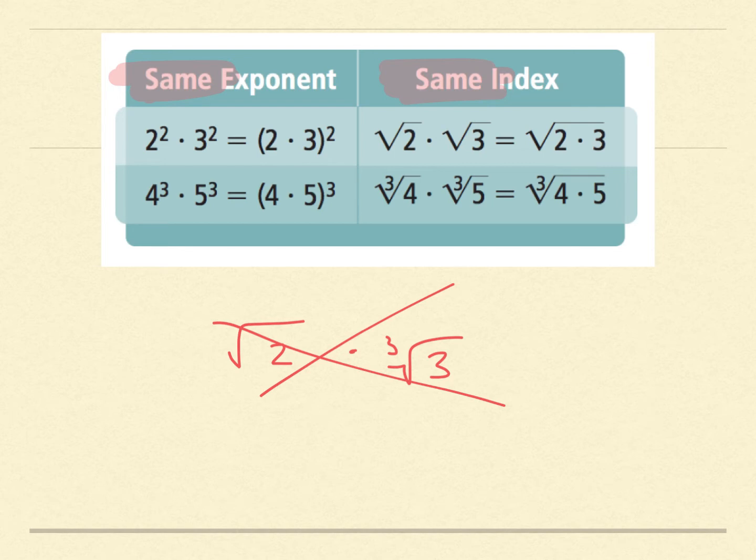So if we had the square root of 2 times the square root of 3, this would be the square root of 2 times 3, so we can combine them to 1. 2 times 3 would be 6, so it would be the square root of 6. So you can put them under the same radical and just multiply the numbers together. But it has to be the same type of radical.